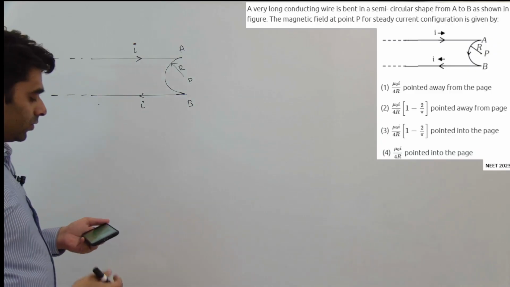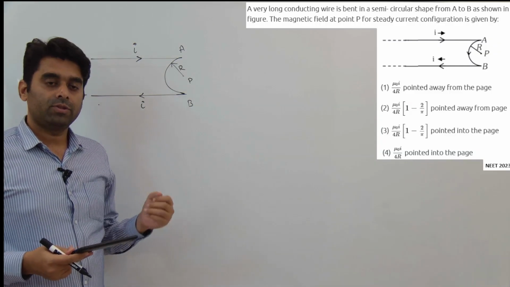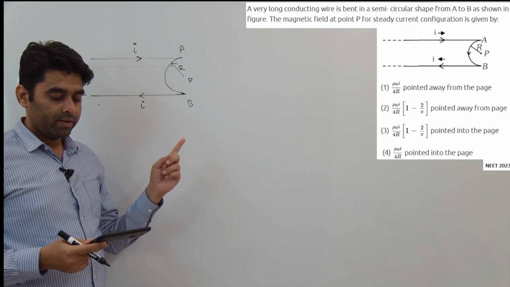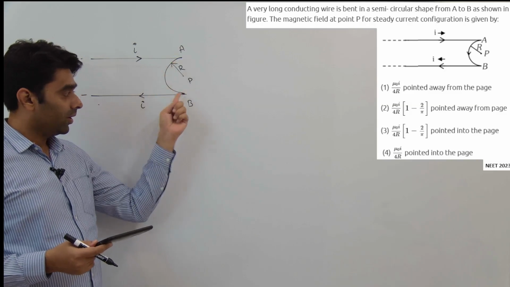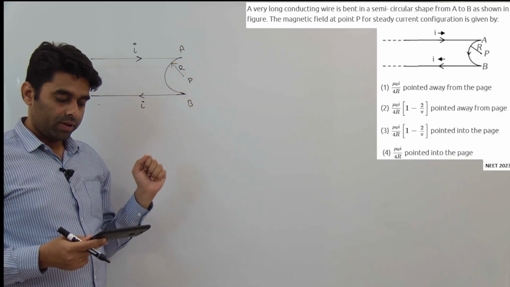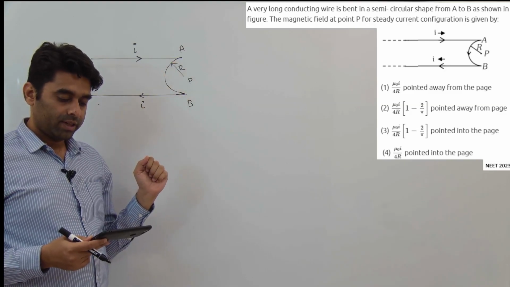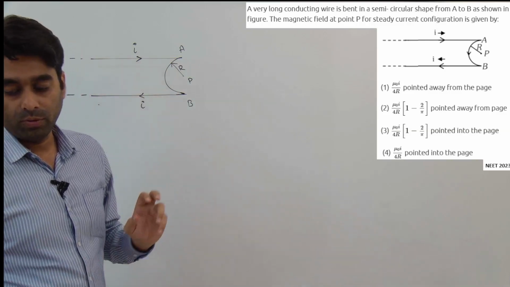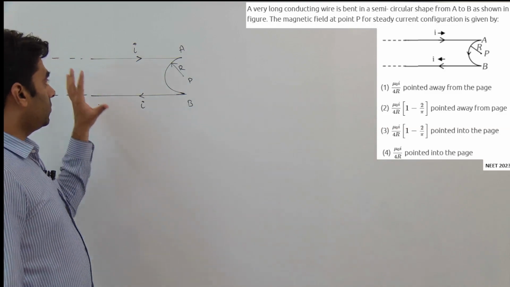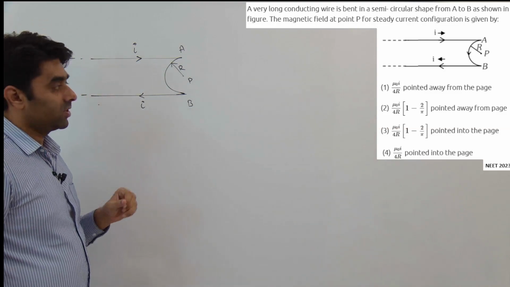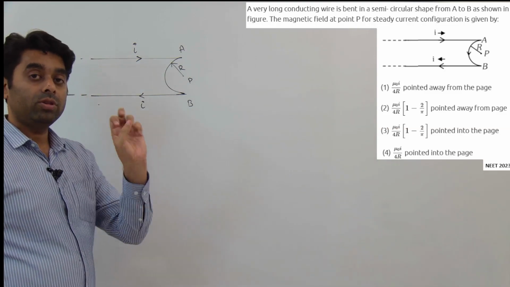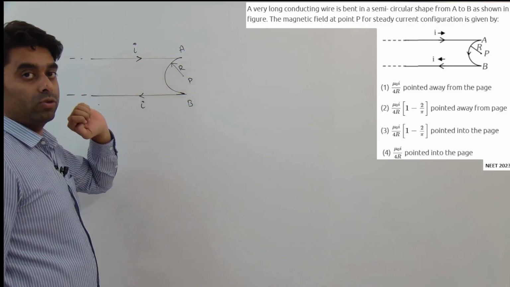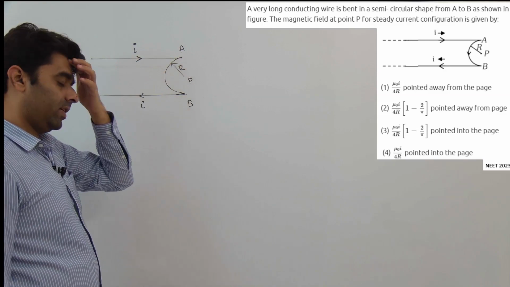So the first question we have is, a very long conducting wire is bent in a semicircular shape from A to B, as shown in figure. The magnetic field at point P for steady current configuration is given by. Now over here, if you notice carefully, in this wire configuration, we have three parts. There are two straight long wires, and then there is a semicircular wire.